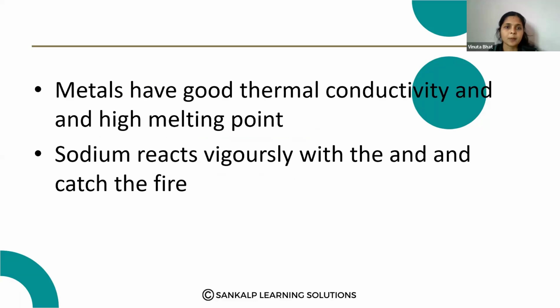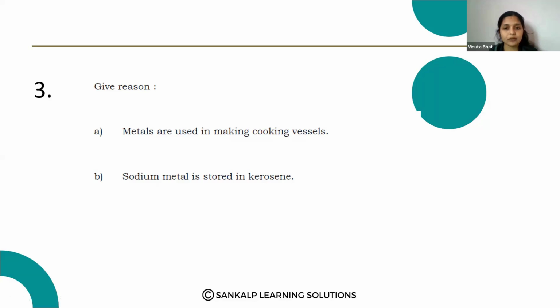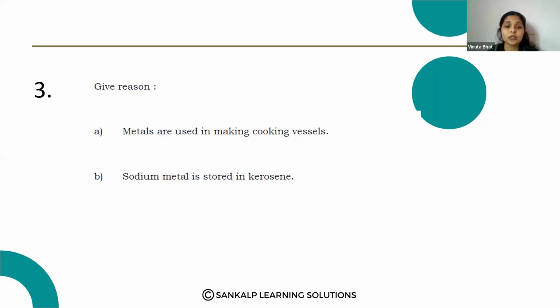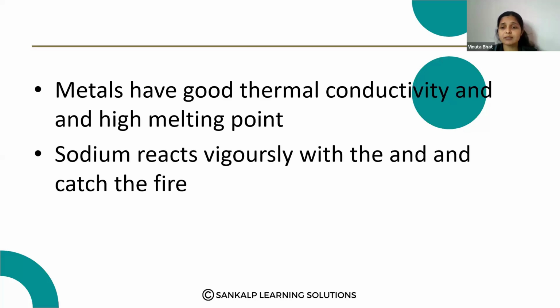Here, metals have good thermal conductivity and a high melting point. So metals are used to make cooking vessels because they have thermal conductivity and a high melting point. That is the first reason. Second one, sodium metal is stored in kerosene. Why is it stored in kerosene? Because sodium reacts vigorously with atmospheric oxygen and catches fire. Because of this reason, sodium is kept in kerosene.